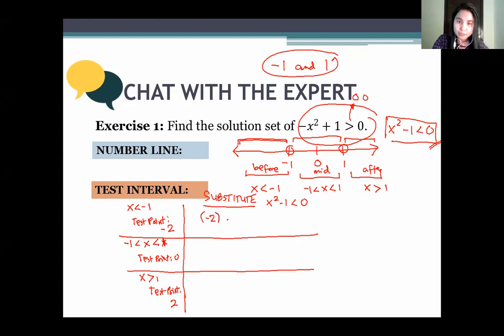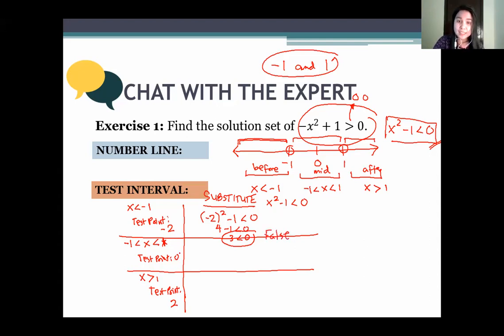-2 squared minus 1 less than 0. -2 squared is 4. 4 minus 1 is less than 0. So 3 is less than 0. You look at this one. Is it true or false? Is 3 less than 0? Any answers? Is 3 less than 0? No, right? Therefore, we write false because it's not correct.